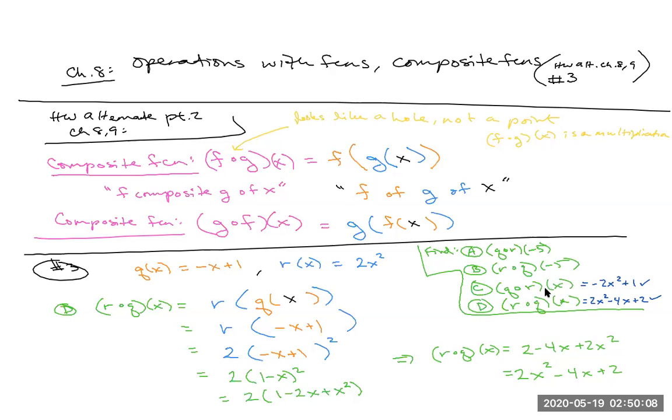Now notice Q composite R and R composite Q of x look very different, yes? So these won't always be the same, okay? That's why you have to check them. It depends on which function is the outside function. Let's go ahead and erase this. Let's go over part A.